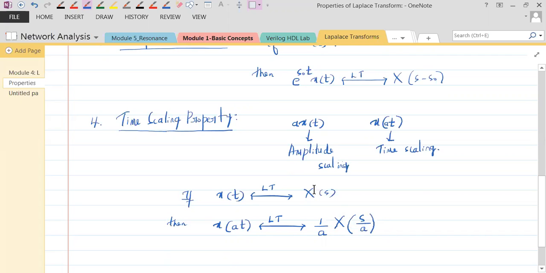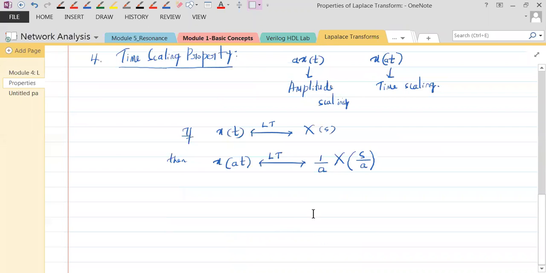Everybody understand that? If you have x of t, it is x of s. If you have x of at, then on the s domain you have 1 by a, that is 1 by the scalar a, into the Laplace transform of the basic signal, wherein s is being replaced by s by a. See, s is being replaced by s by a. So this is the time scaling property. That is the fourth one. We'll be solving problems on it, then you will understand when all this would be of help.